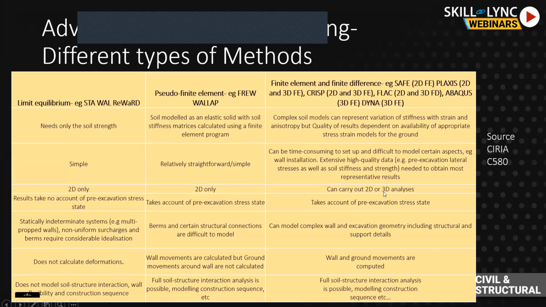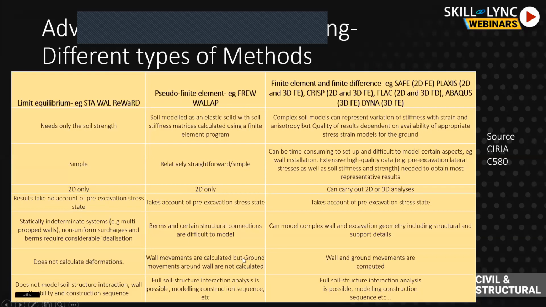But we can carry out 2D as well as 3D analysis if we go with the finite element method or finite difference method. The limit equilibrium method takes no account of pre-excavation stress, whereas the other two do. The limit equilibrium method does not calculate deformations. This is the most important point.